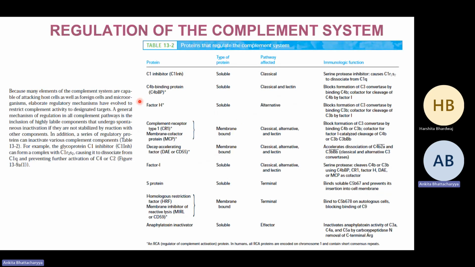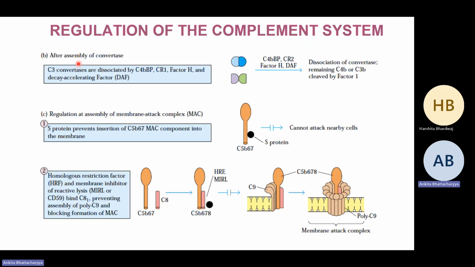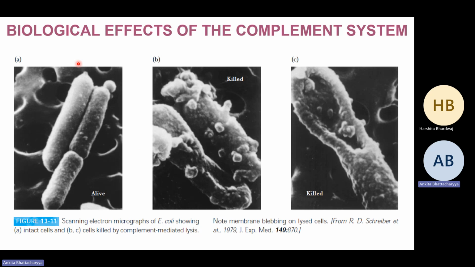Then the regulation of the complement system at different levels by different inhibitors at different substeps, either before convertase assembly or after it, or at the step where membrane attack complex formation will occur, and what are the different mediators of this regulation as well. So this showed the biological effects of the complement system, what exactly it does downstream. And here you can see some scanning electron micrographs showing you the difference between these activities as well.